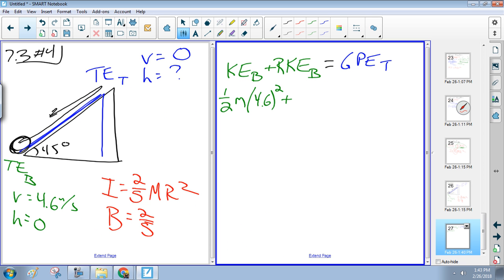Okay, so let's see. That means that my RKE should be my B, which is 2/5, times the KE, which is 1/2 m times 4.6 squared. Does that make sense? So this is B times the kinetic energy, right? Follow? All right, and that's got to equal the GPE at the top, which is just m times 9.8 times the height at the top. Cool?